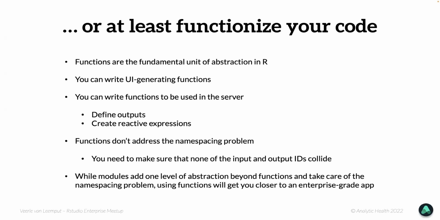R is built around functions, so it's very helpful to use them to make your app scalable. What functions don't do is address the namespacing problem, because that is what modules do. When you're using functions, you still need to make sure yourself that none of the input and output names or IDs conflict with each other, because in a Shiny app you can't use the same IDs for inputs or outputs, or it just will not work. So that is one downside of using functions.